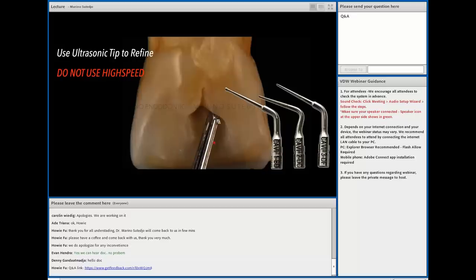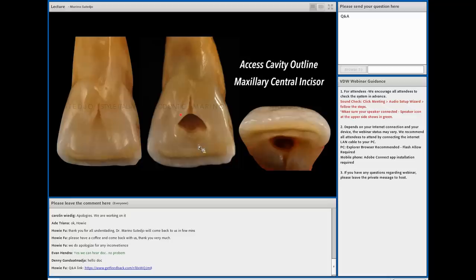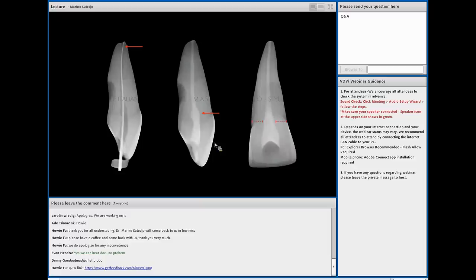And usually my favorite is to do some refinement. But if you want to do refinement, don't use the high speed burs. We need to use the ultrasonic. It means we need to try to stay as conservative as possible, because with the high speed, definitely you will destroy more tooth structure.